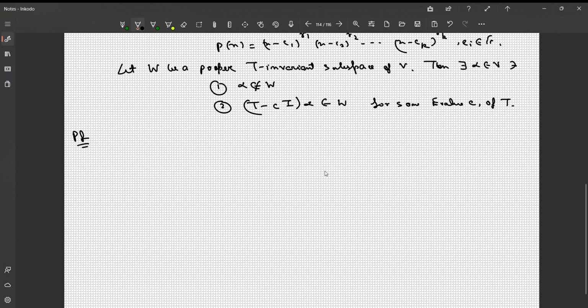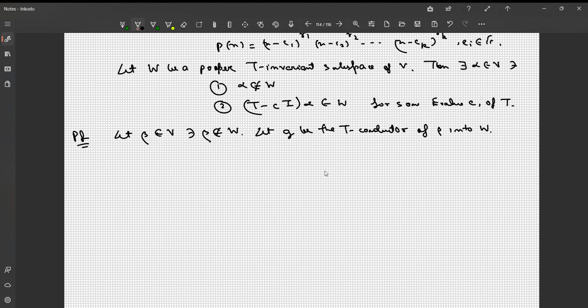So let's prove this. First thing we do is that we choose a vector from V which is not in W. We can obviously do that because W is a proper subspace of V, so it's obviously not equal to V. There exists an element in V which is outside W. So let beta belong to V such that beta is not in W.